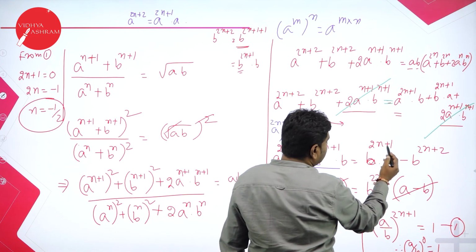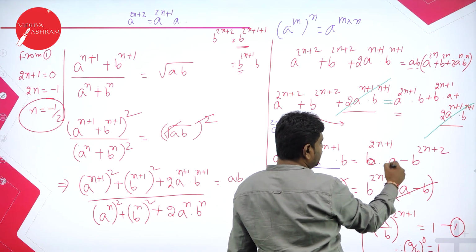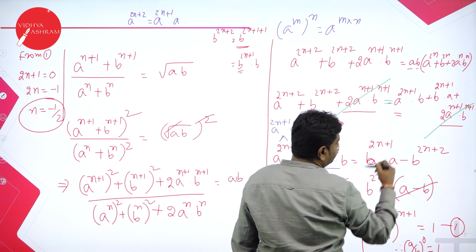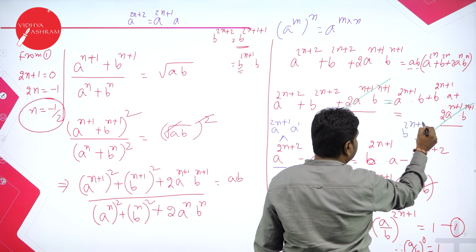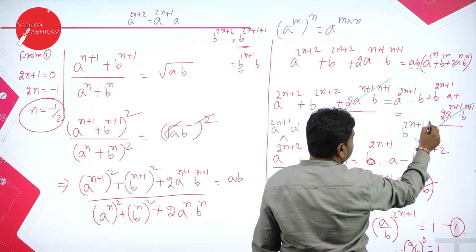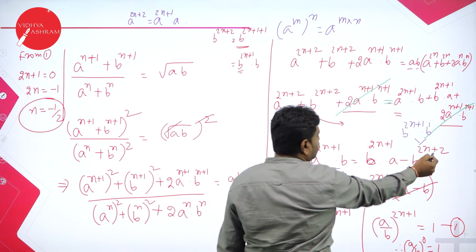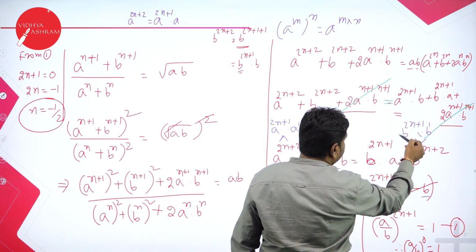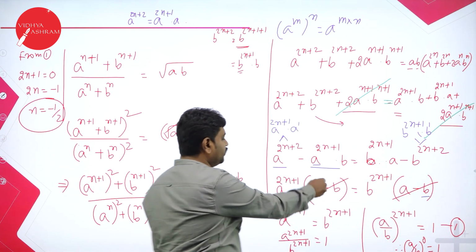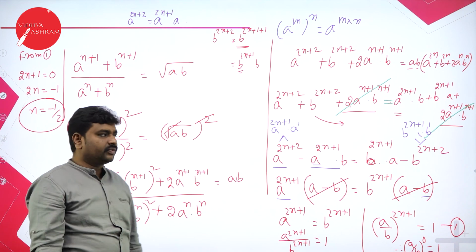Same thing I will do with b power n plus 1. If I take common, this will be a and this will become b, because this can be written as b power 2n plus 1 into b. Law of indices, if you combine you will get this. I'll write it like this. So b power 1 is here and this part we took out. And then we'll cancel the like terms and we'll get the required value.